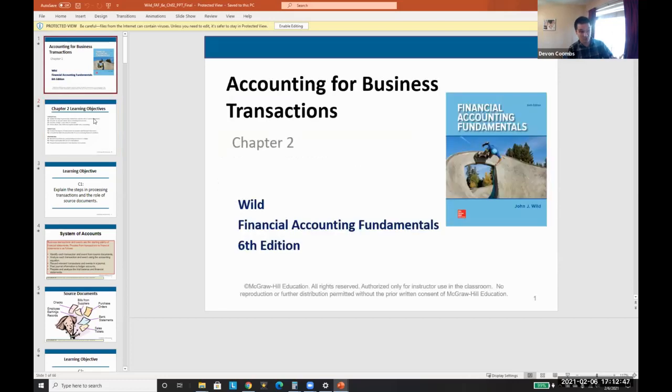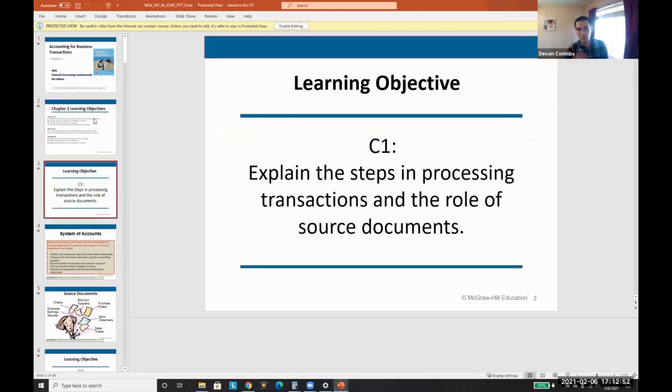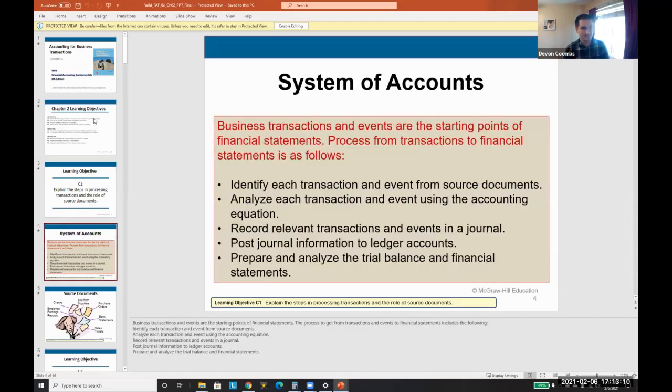What we're going to be covering in chapter 2 is related to just business transactions. When we're accounting, all we're accounting for are business transactions in monetary units, generally dollars. What are the steps in the process related to these, and what are source documents? The concept here is that there's a system of accounts, and the point of the system of accounts is to identify, analyze, and record relevant transaction information.